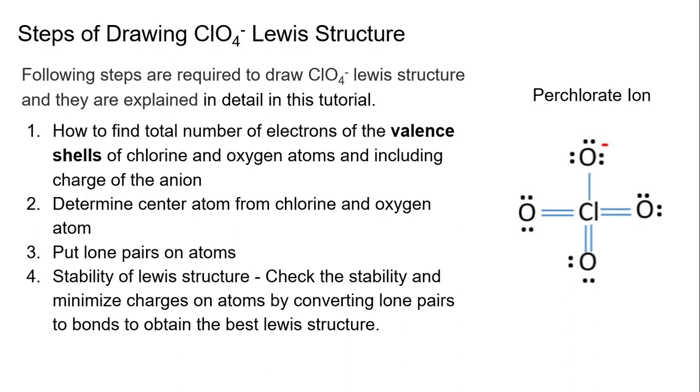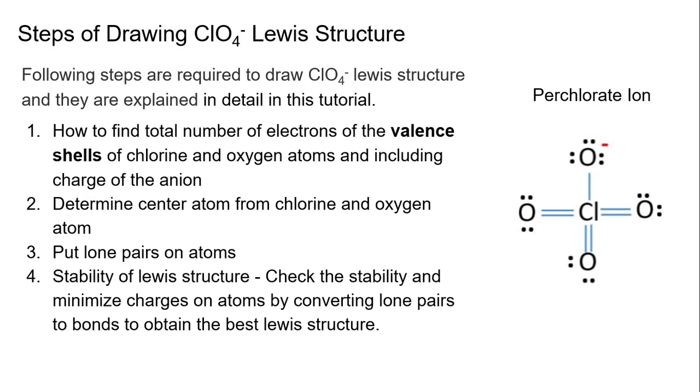You find the total number of valence electrons between the chlorine and the oxygen atoms, and including the charge. The charge is very important. If you don't count the charge, this will never work. Determine the center atom from chlorine and oxygen. Chlorine is lower in electronegativity than oxygen, so it's going to be the center.